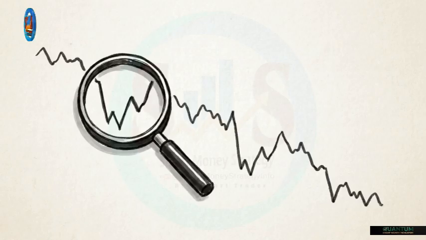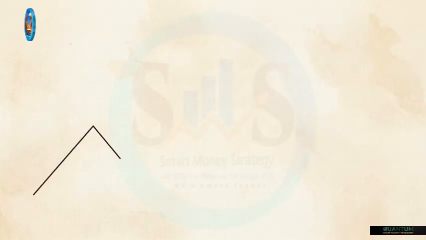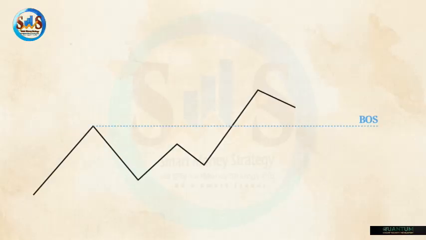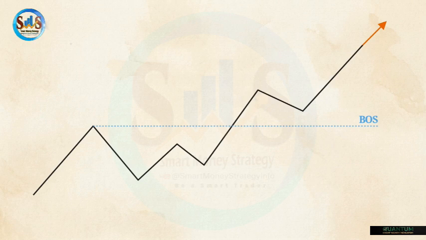The first step in this framework is isolating the specific trap level, known as the inducement or IDM. To find it, look for a recent break of structure or a change of character. This confirms the institutional trend's direction. Trace the price leg backward from that break. The first valid pullback in that move is your inducement.